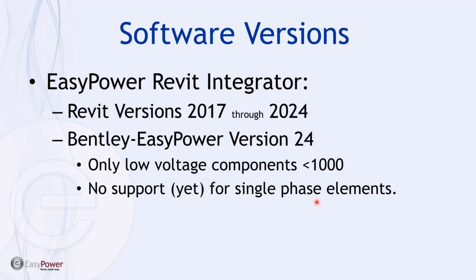So just a point as we get into this, EasyPower Revit is aligned with the systems from 2017 through 2024. The Bentley EasyPower version 24 has just been released in the last 6 weeks. There's only low voltage support for low voltage components in this integration tool. And for those of you needing single phase elements, you need to do those by hand because they're not included in the import process either.